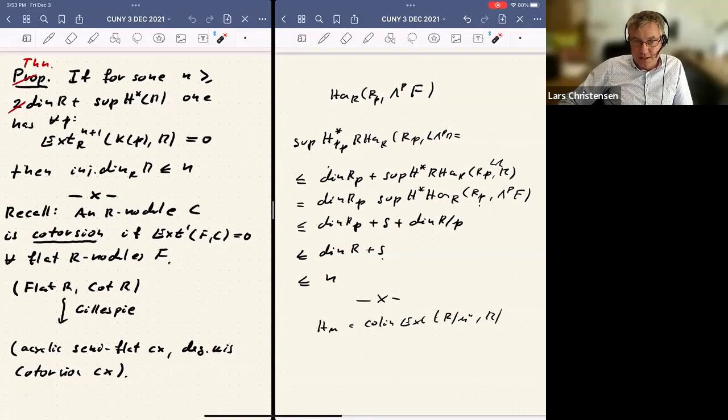So yes, in a certain sense there's a lemma here that might be worth stating in its own right, namely that the cohomological supremum of the co-localization, if you just take the co-localization of a module, how much can it grow? Well, it's not going to grow by the full dimension of R. It's actually at most going to grow by the dimension of R mod P.